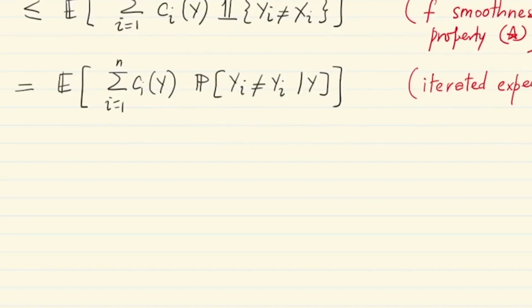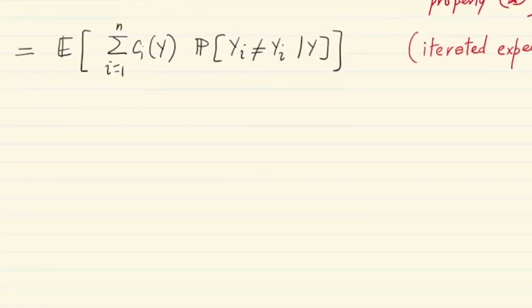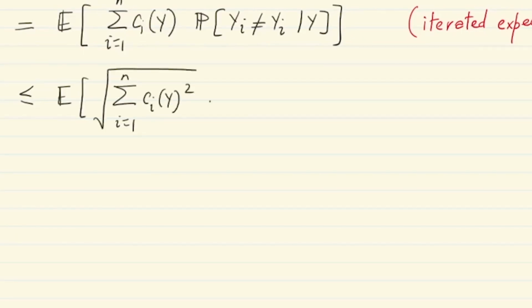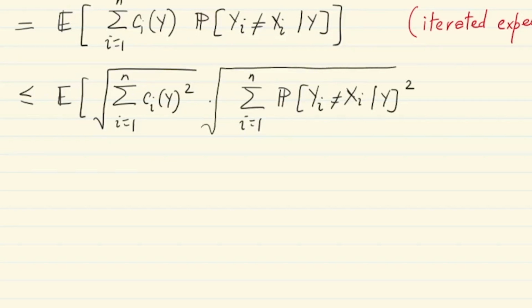Okay. And now what we can do is the thing inside the expectation looks like an inner product. It's the summation of i equal to 1 to n of some ai into some bi. So to upper bound it, we can use something like Cauchy-Schwarz, whereby we get the square root of summation i equal to 1 to n ci of y square, into another square root of the summation of all these probabilities yi not equal to xi given y, the whole square. Okay, so this is basically by Cauchy-Schwarz.